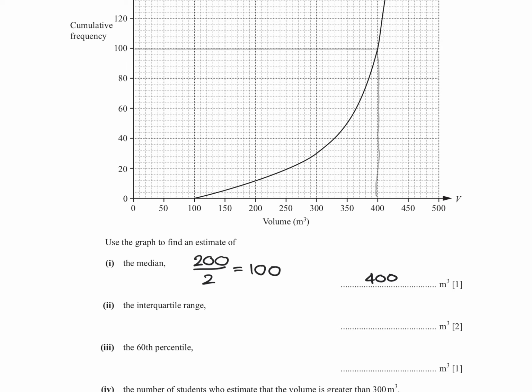Part 2. Find the interquartile range. Interquartile range is 75th percent minus 25%. 25% of 200 is equal to 50. 75% of 200 is equal to 150. This means we want to find the 150th person minus the value from the 50th person.